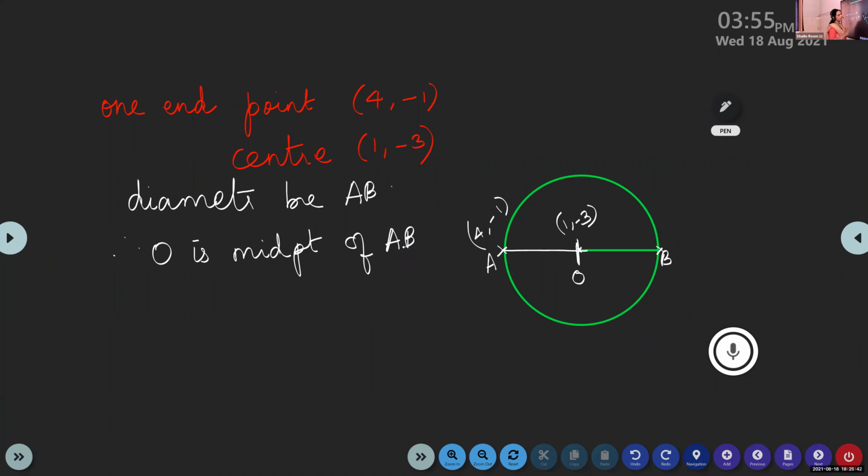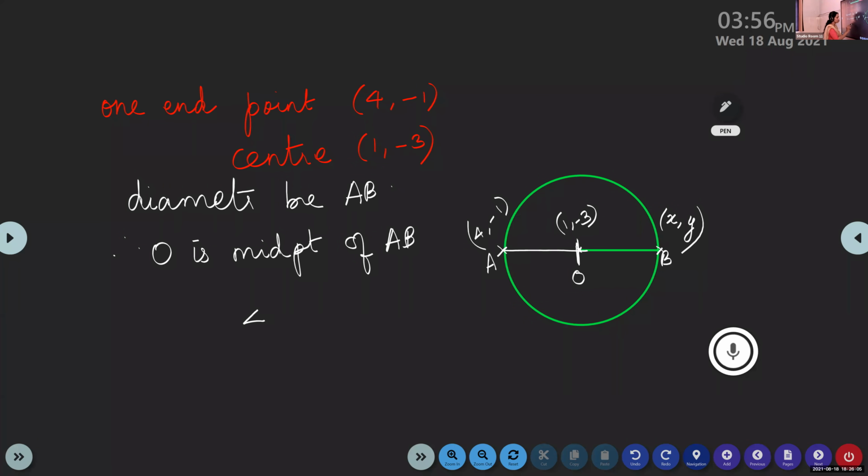One end is given as (4, -1). What about the end B? We don't know. You take the other end as (x, y). We want to find x and y. One end is given, the other end is not known. How will you find? Use the section formula, the midpoint formula.